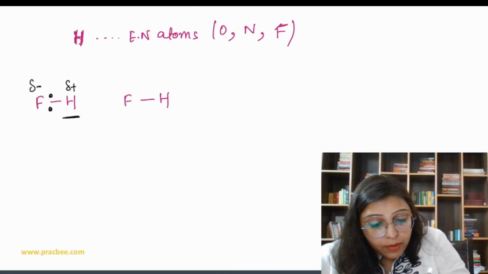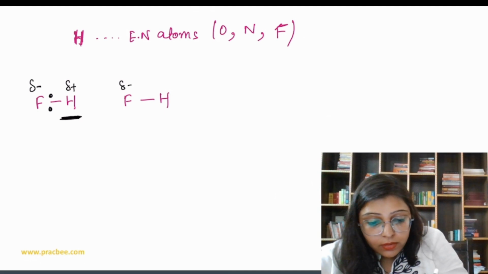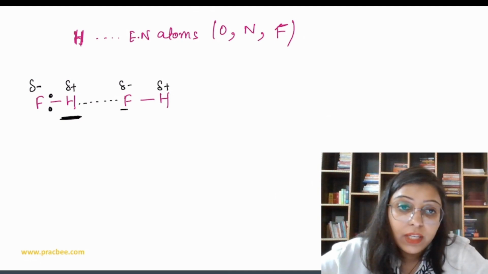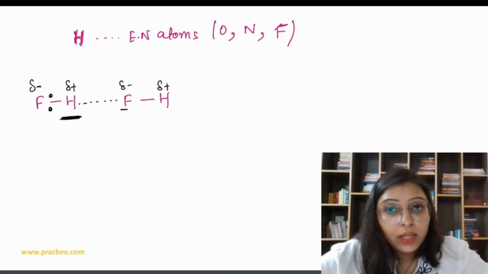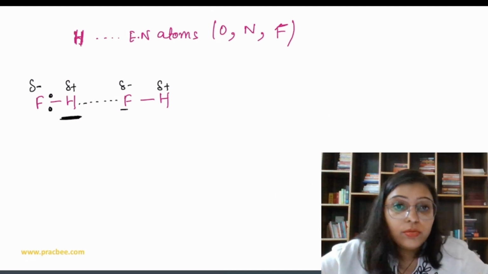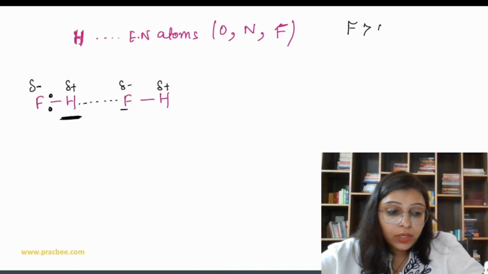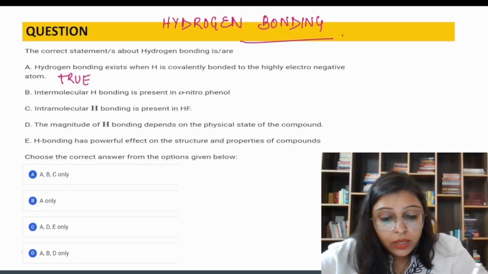Due to the partial positive charge on this hydrogen, it pulls electrons from the fluorine. That's why we have the concept of hydrogen bonding. And it is stronger if the hydrogen is attached to a more electronegative atom. The electronegativity order is fluorine, oxygen, and nitrogen. So this is true.